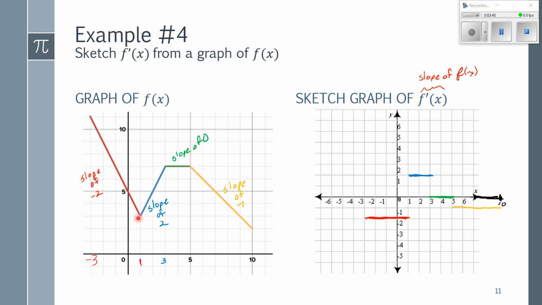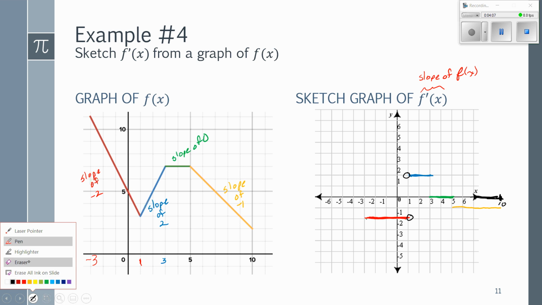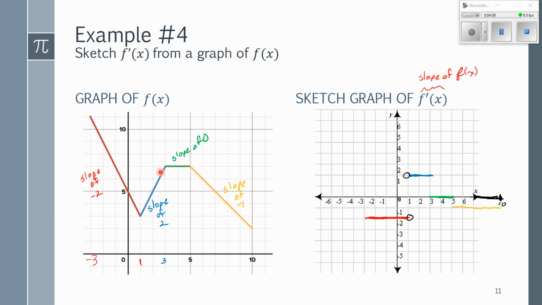I can see as I approach 1 from the left, the slopes are all -2, but as I approach from the right, the slopes are all +2. Well, for there to be a slope here at 1, the slope from the left and the slope from the right have to be the same. Since they aren't, there's actually no slope at x equals 1. So I would need to put open dots on both pieces here when x is 1. For the same reason, there's not going to be a slope at x equals 3. There's not going to be a slope at x equals 5. So I need to put open dots where x is 3 and where x is 5.